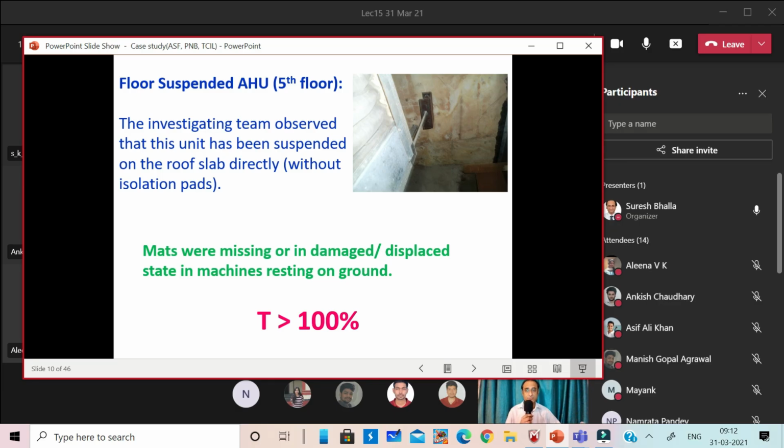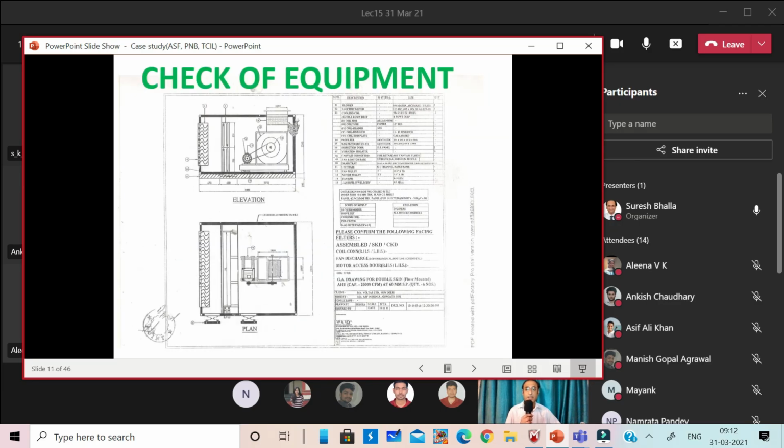So if we assume that the floor is rigid, in that particular scenario the transmissibility is 100%, and if it has some flexibility, the transmissibility will be certainly greater than 100%. So that's the reason. And we made a check at the equipment.